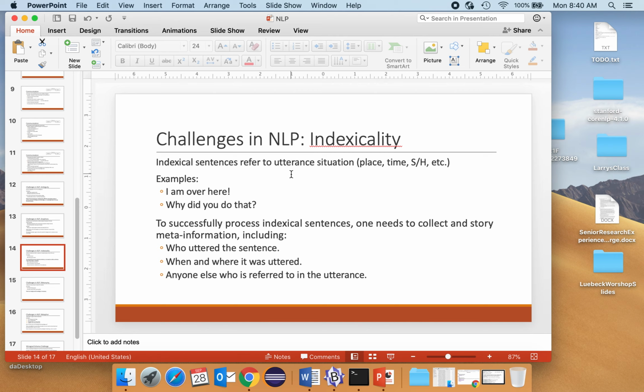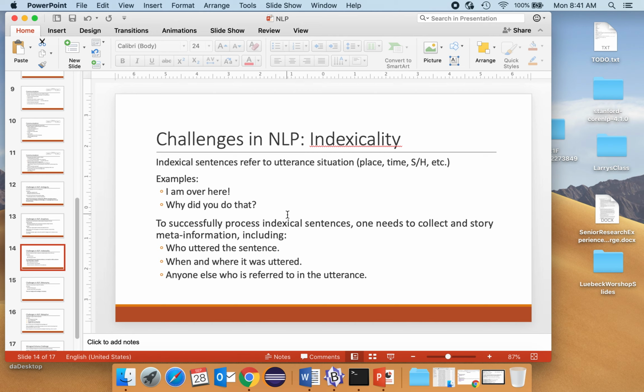Indexicality. What we have over here is sentences that a lot of times use pronouns. We need to know who uttered the sentence in order to figure out the meaning of the sentence. So if I say "I am over here," we need to know two things, right? Who said it and where did they say it? So we need to know about place and time. "Why did you do that?" Again, who is "you"? Who is being addressed? And what does that mean? We need context to figure out the whole story here.